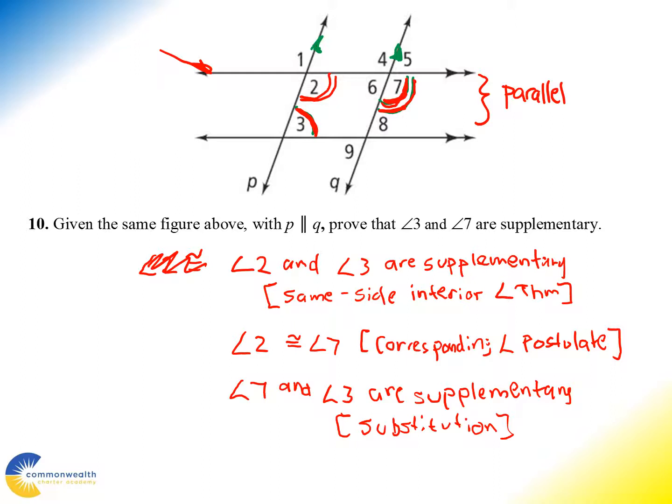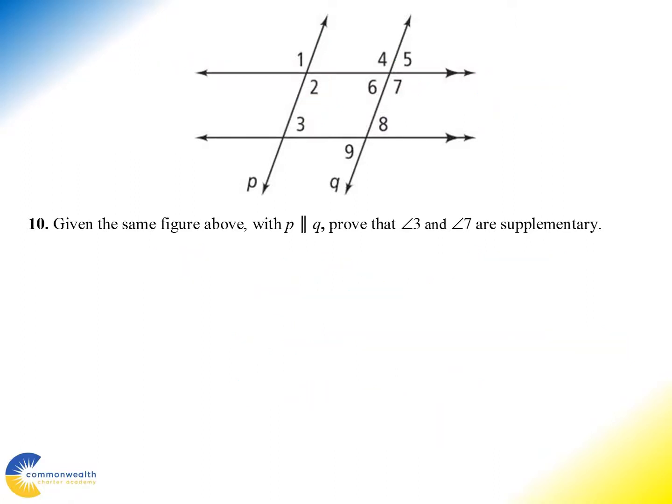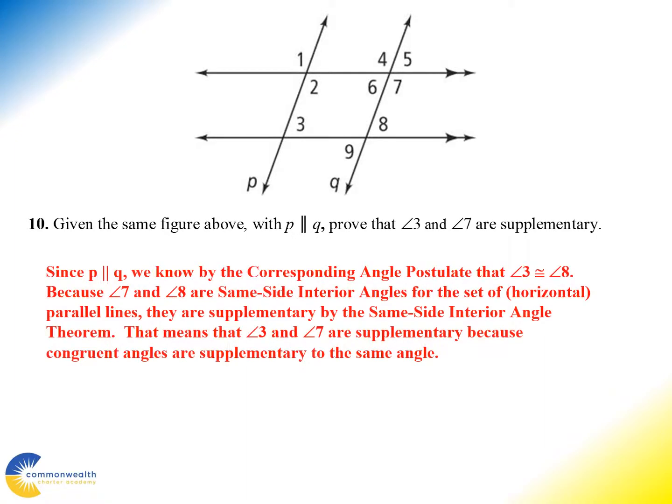As a matter of fact, I don't know if I do have a typed out paragraph proof here. I'm stalling a little bit so you have time to see this or pause it if you want to see what these things say. But I also have a paragraph proof, and I did go a different route here. I said by the corresponding angle postulate, angle 3 is congruent to angle 8, because 7 and 8 are the same side interior angles for this set of horizontal parallel lines. They are supplementary by the same side interior angle theorem.